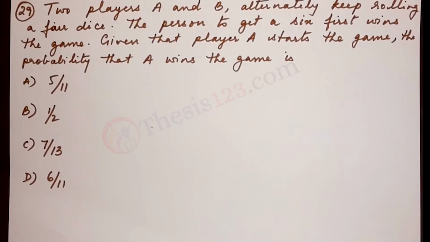Here's the next question, number 29. Two players, A and B, alternately keep rolling a fair dice. The person to get a 6 first wins the game. Given that player A starts the game, the probability that A wins the game is: 5 by 11, 1 by 2, 7 by 13, or 6 by 11. Let's see how to solve this.